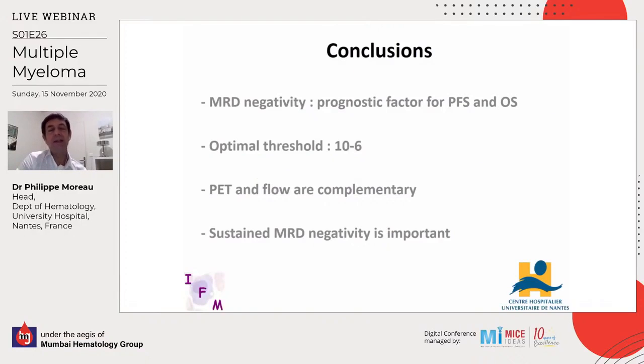So to conclude, and this is my last slide, I showed you that MRD negativity is a very important prognostic factor, both for PFS and OS. The optimal threshold probably is not 10 to the minus 5, but 10 to the minus 6. I think that PET-CT and flow are complementary. We don't have data yet on PET and NGS within the same study. And I think that the concept of sustained MRD negativity is very important.